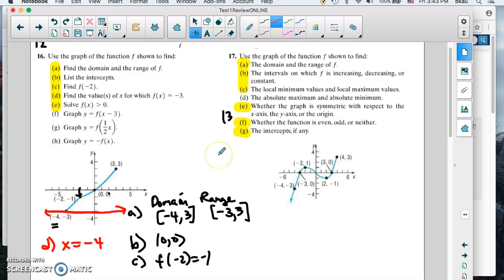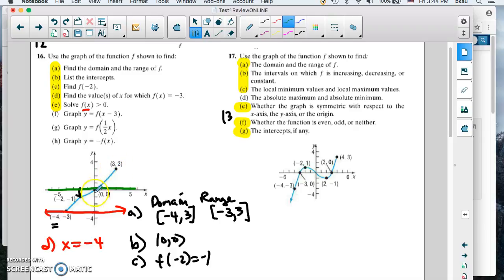Now, on the last part of this, E, it says solve for f of x greater than 0. So that's asking you where the function is positive. So that's going to be all the values above this line. So there are going to be several values of f of x that are above that line. So we're trying to find the x values where that occurs.